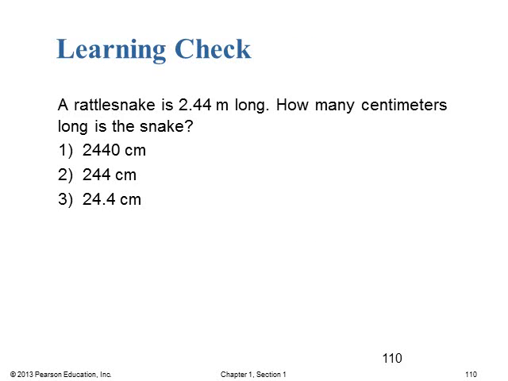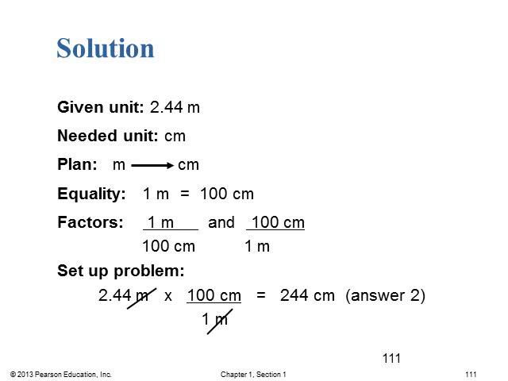Here, a rattlesnake is 2.44 meters long. How many centimeters is the snake? Rather than just explaining and not seeing the work, we'll show it here. We have a given unit of 2.44 meters, and we are asked to convert that to centimeters. So our plan is to go from meters to centimeters. If you recall, the equality is that we have 100 centimeters in 1 meter. So the two factors we could use are 1 meter over 100 centimeters or 100 centimeters over 1 meter.